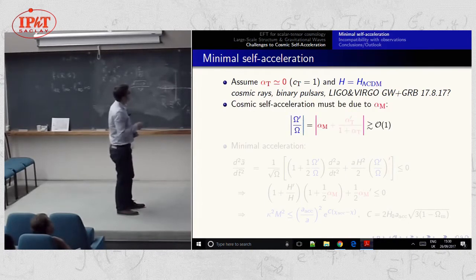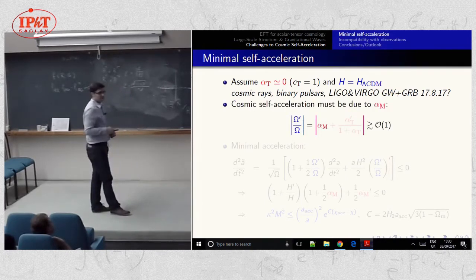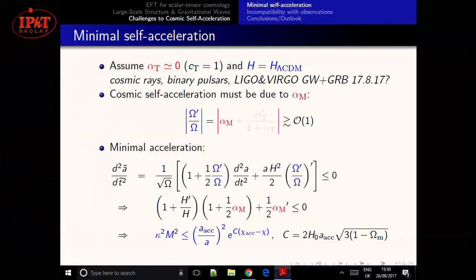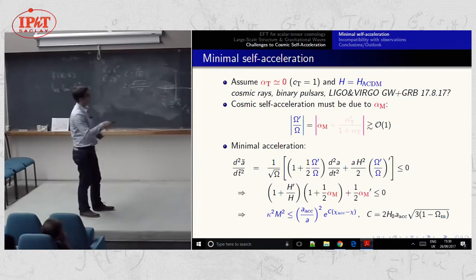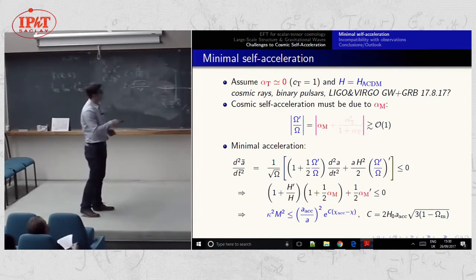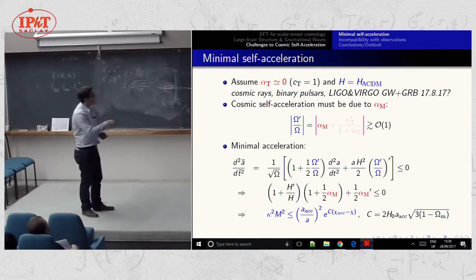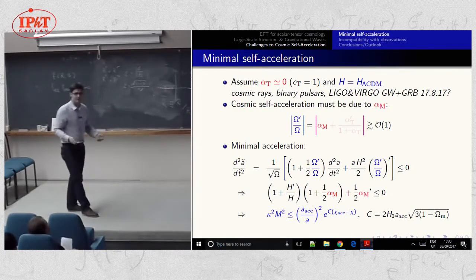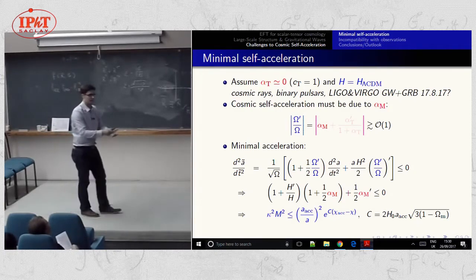Now, as I mentioned before, cosmic self-acceleration must now appear from a running of the gravitational coupling at order unity. And now if we go back to this condition for producing self-acceleration, this inequality, you can see that this is just a differential equation for alpha m. We can integrate that, and then we get the minimal evolution in the Planck mass that is needed to produce a pure self-acceleration. And this is fully defined by the expansion history, which I chose here to be Lambda CDM, because I'm interested in the minimal deviation around Lambda CDM.